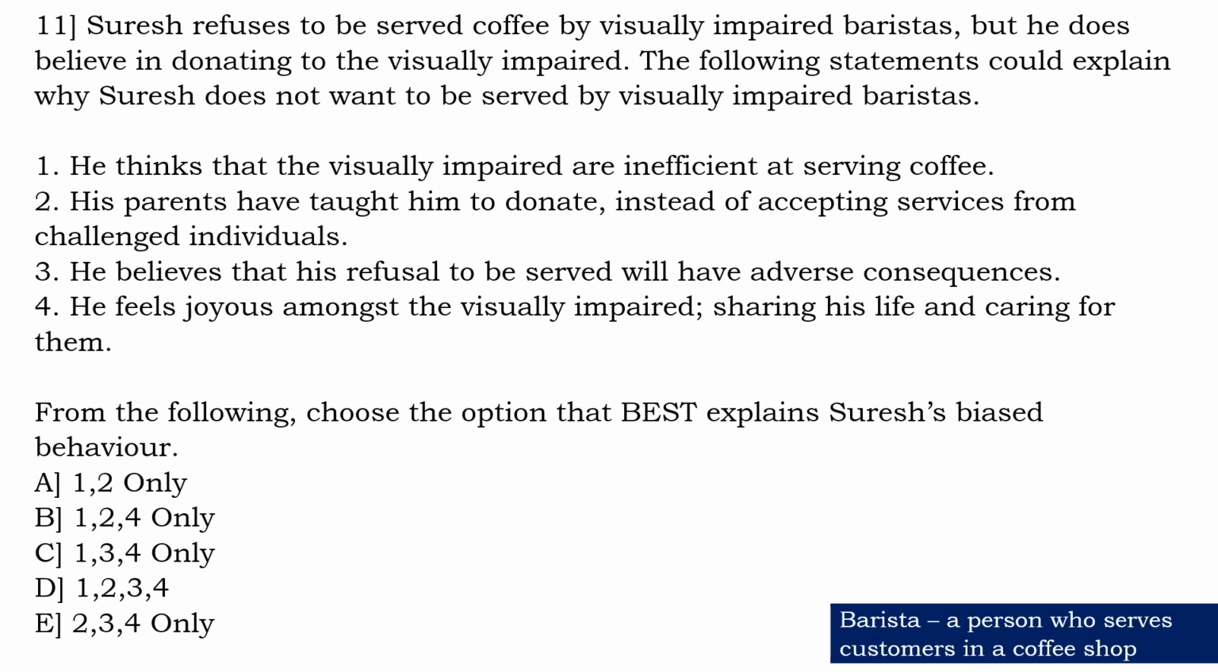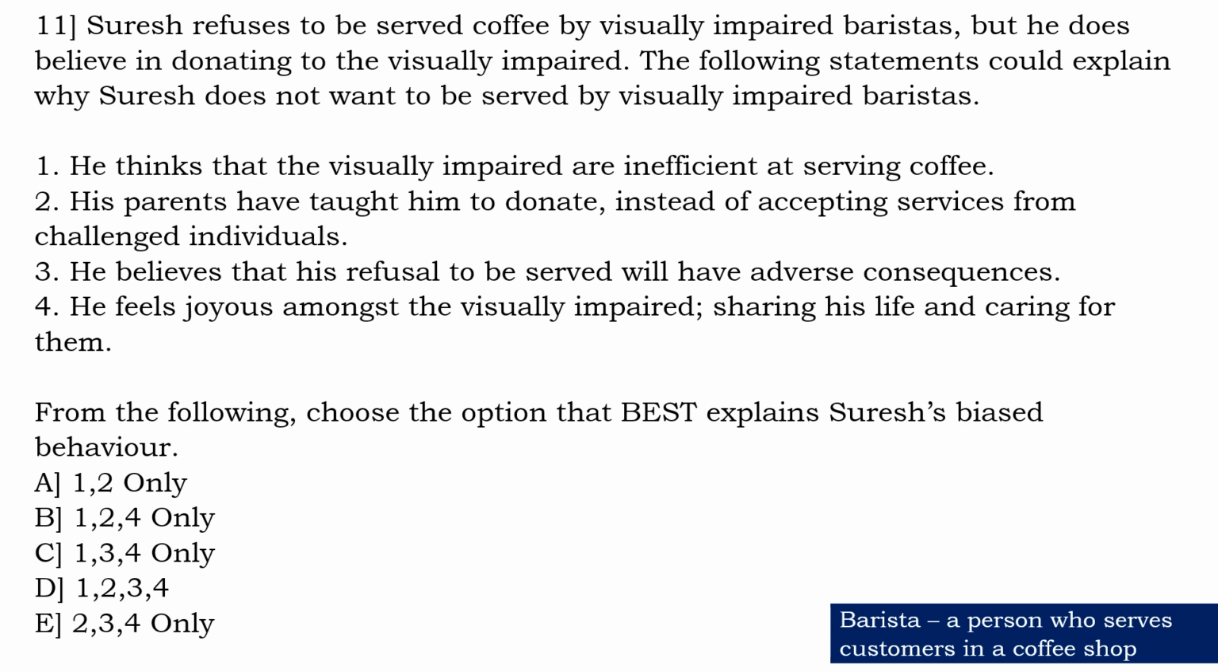These are some statements that can explain why Suresh does not want to be served by the visually impaired. So what is the motivation or the reason why Suresh does not want to be served by visually impaired people? This is the question. Statement 1, they are visually inefficient in serving coffee. May be true, because he thinks that these people cannot serve coffee like a normal person, so he does not want to be served by the visually impaired people. So this is a good answer. This may be the reason why he refuses to be served by such people.